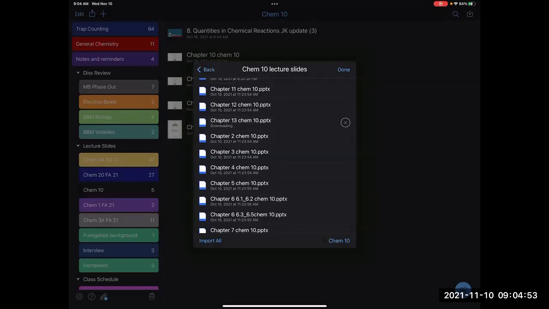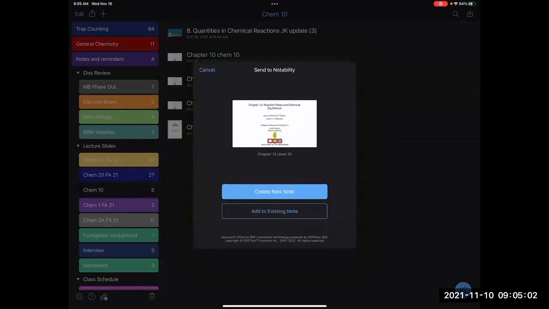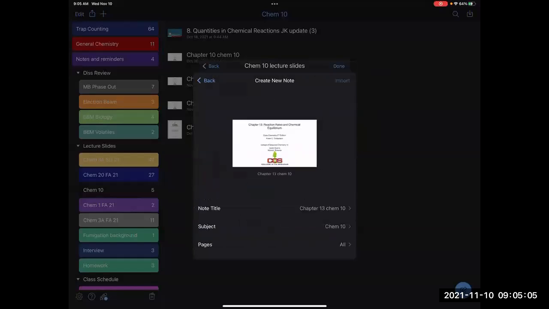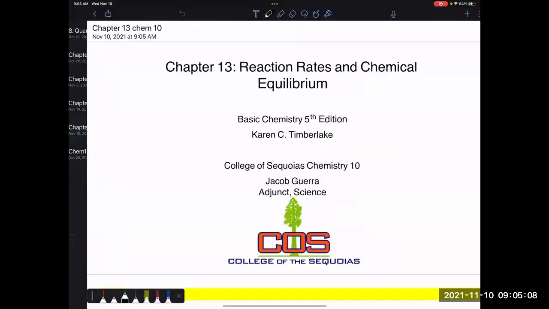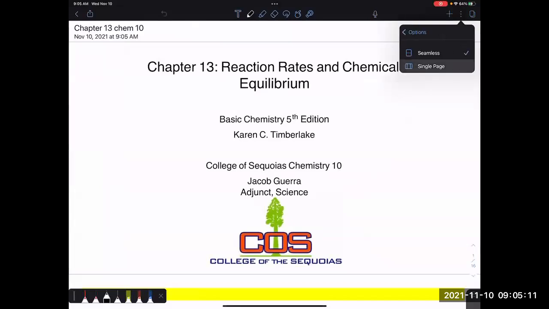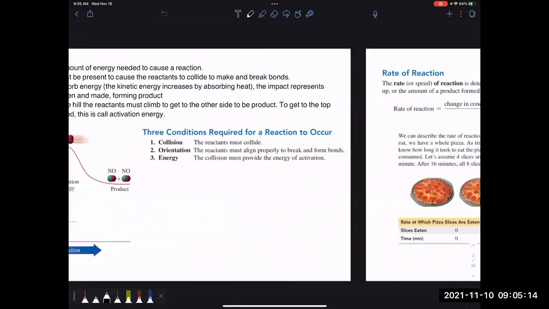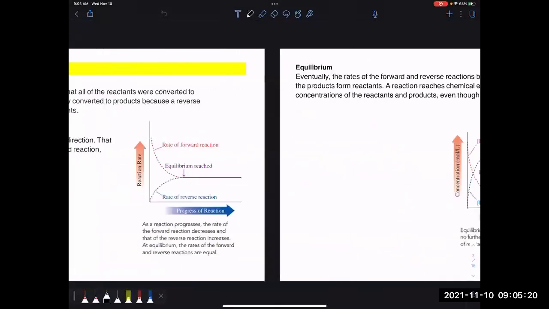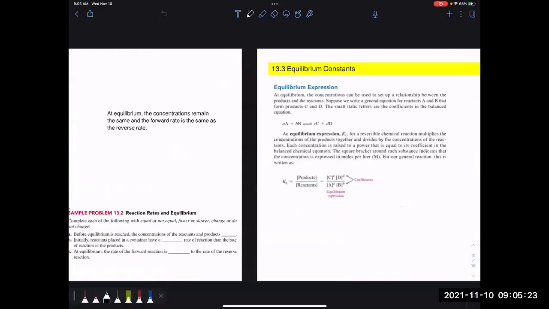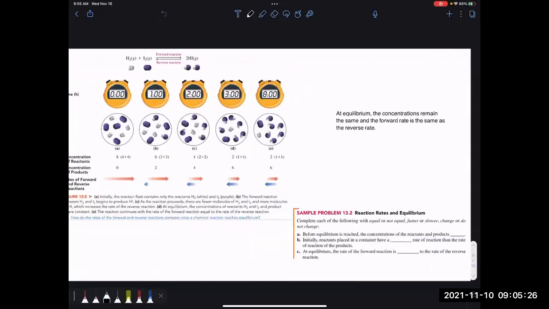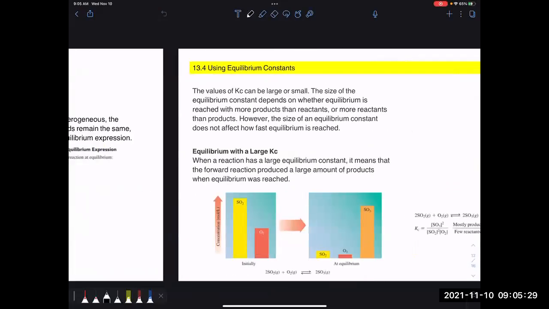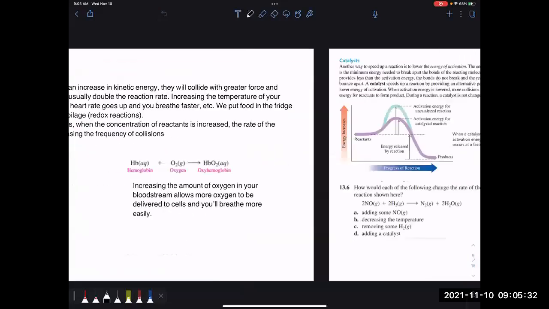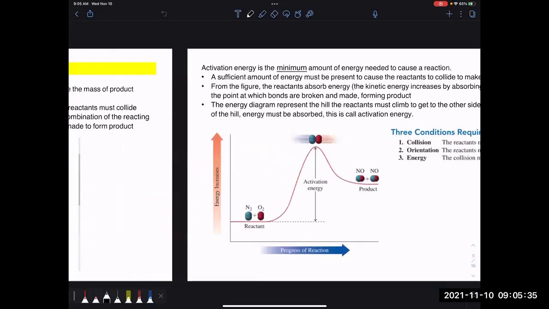Chapter 13. Let's see if this looks okay. Sometimes the PowerPoint files look really, really bad. Let's make sure there's no pictures covering up text, so that there's not too much text running off the screen. Okay. This is another short one. Ooh, fun.